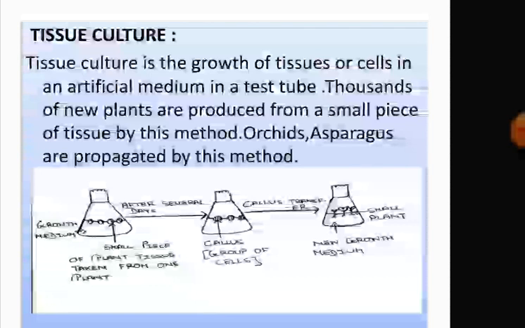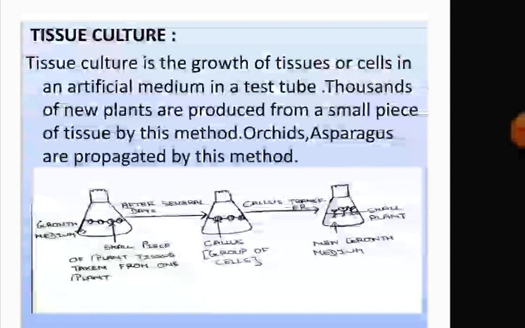At first, small pieces of plant tissue are taken from one plant. They are kept in a nutrient medium, and the medium should be germ-free. After that, the tissue grows into an unorganized mass of cells, called callus. Small parts of the callus are transferred to another nutrient medium, a new growth medium. And they induce the formation of root and shoot, and thus new plantlets are formed. These plantlets are then transferred to the soil and ultimately develop into new plants.